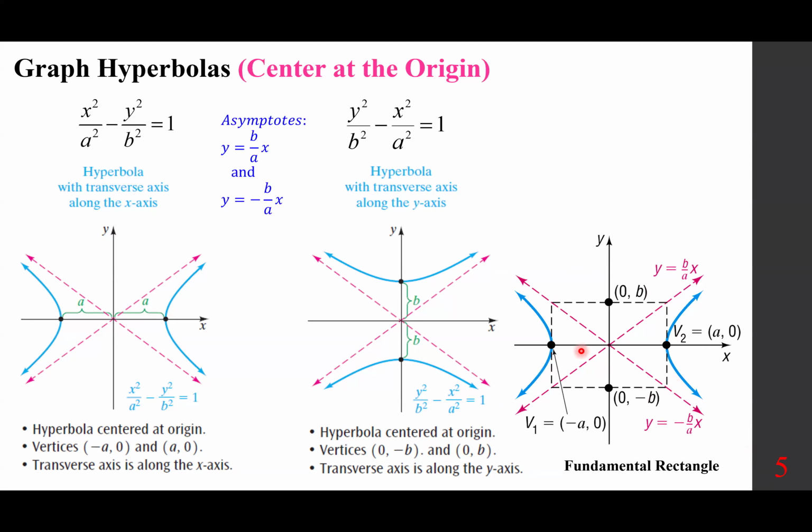Connect these two vertices, create a diagonal, and continue indefinitely. And by the way, it's a dashed line because it's not part of the graph. It's the asymptote that helps you see the graph.